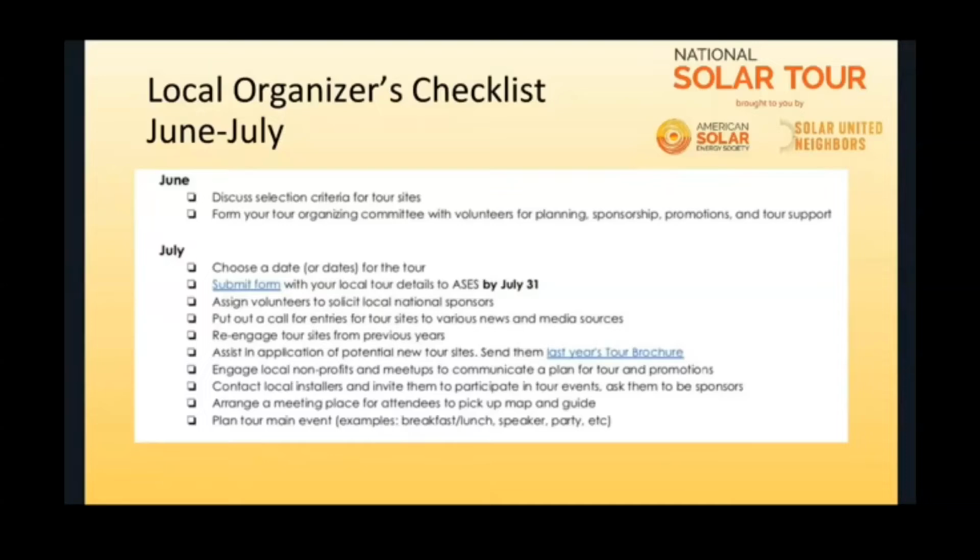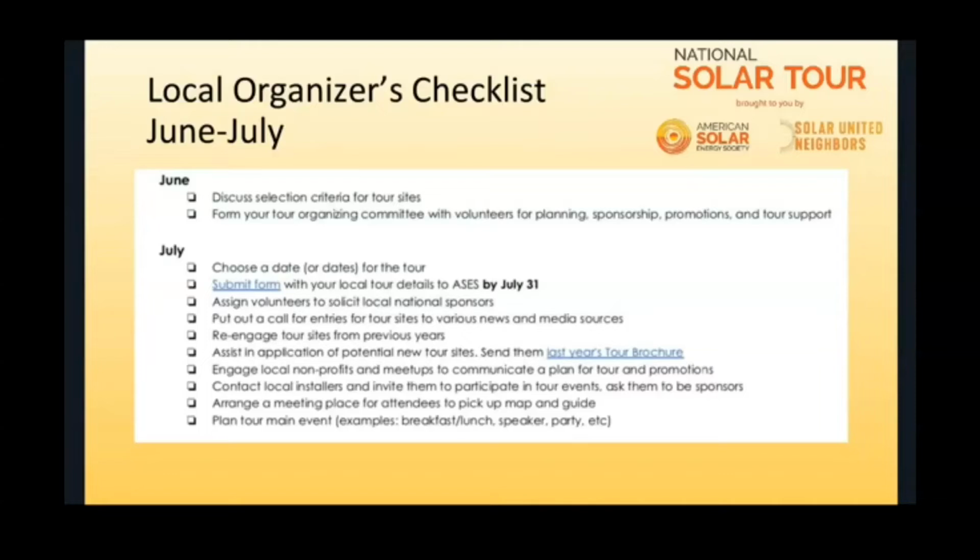You'll submit your tour details by July 31st on the online form at nationalsolartour.org/local tour. Volunteers are very important to help promote the tour and organize the tour. You'll want to put out a call for entries for tour sites in various news and media sources. You could even re-engage tour sites from previous years if you've had a tour in the past. You can assist the application of new tour sites by sending them last year's tour brochure.